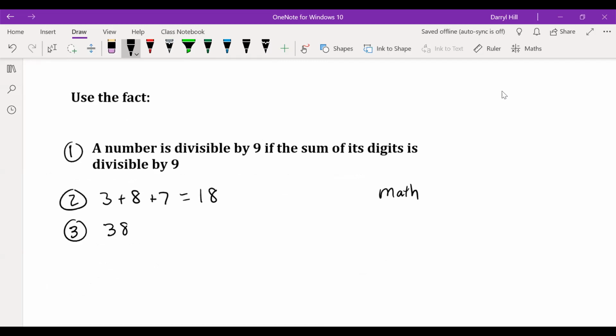So then we can say 387 is divisible by 9. And that's 1 and 2 and modus ponens, since this is an implication, right? So if the sum of the digits is divisible by 9, then the number is divisible by 9, so modus ponens.